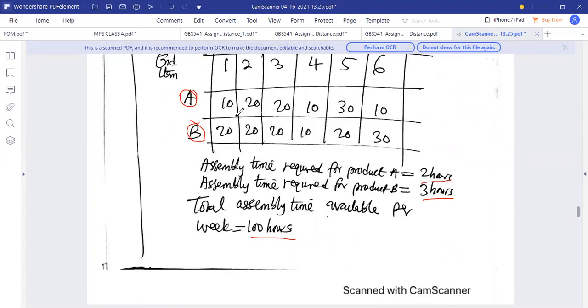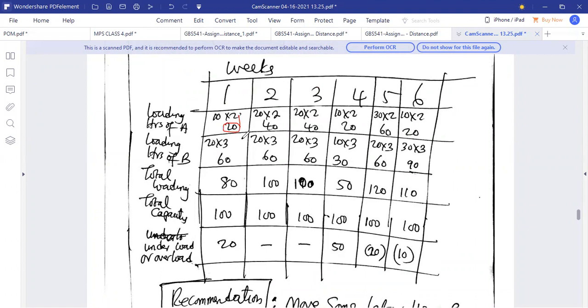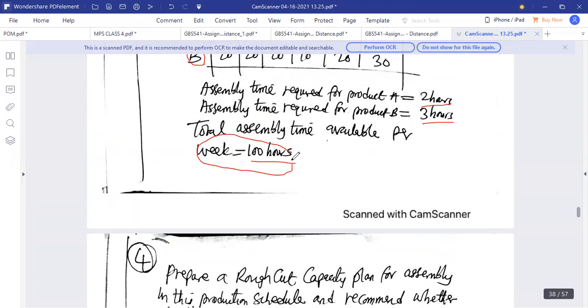Getting to B, it's the same. You multiply by 3 for each of them. So the total loading, we simply add this one plus this one. That's the loading. But don't forget, we have our weekly capacity of 100 hours. So per week, we have 100 hours.